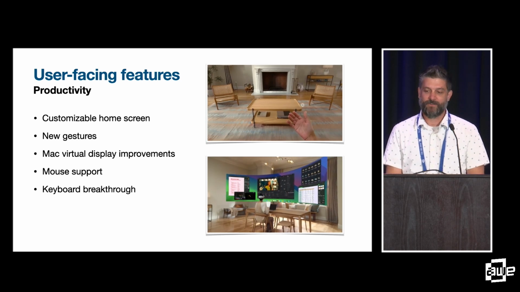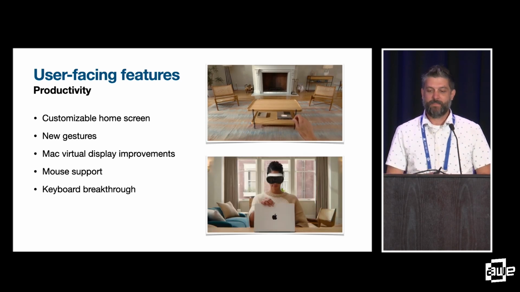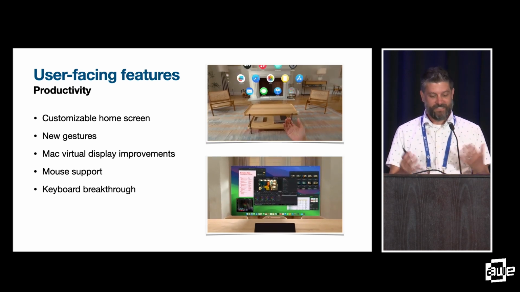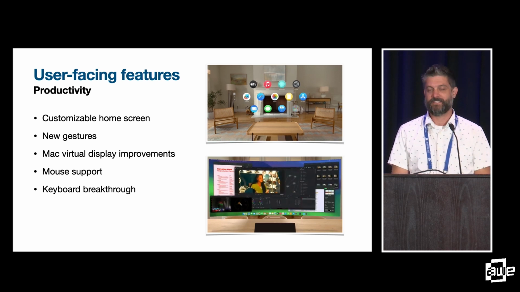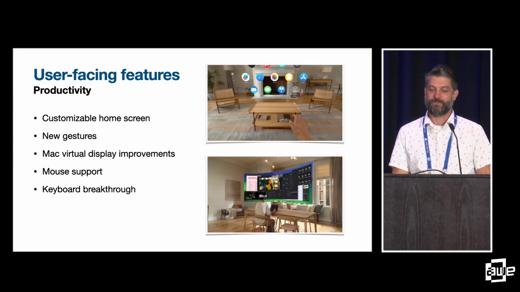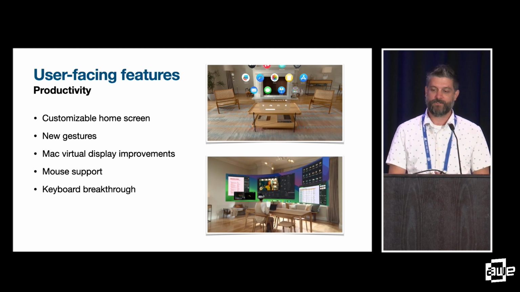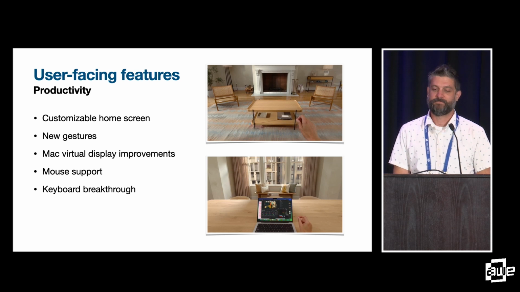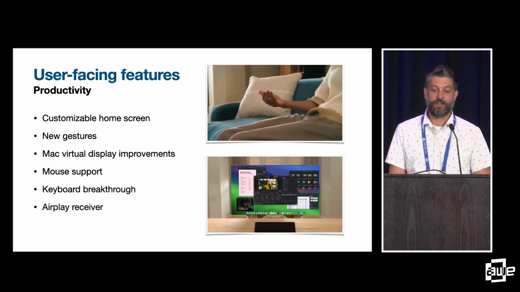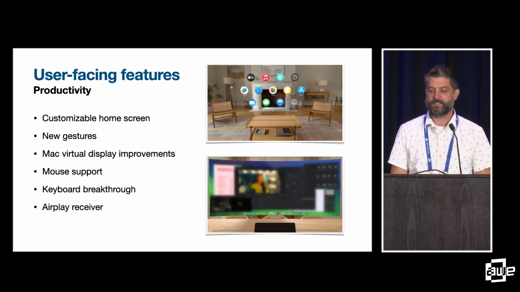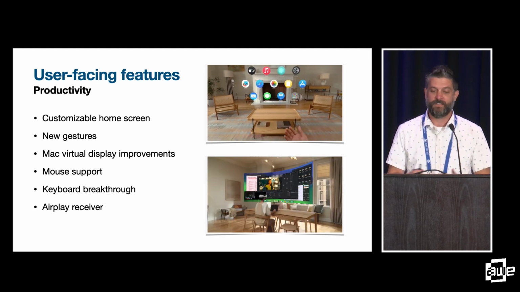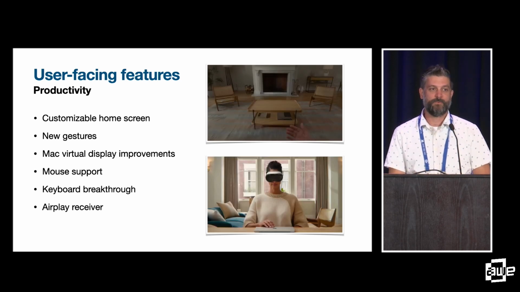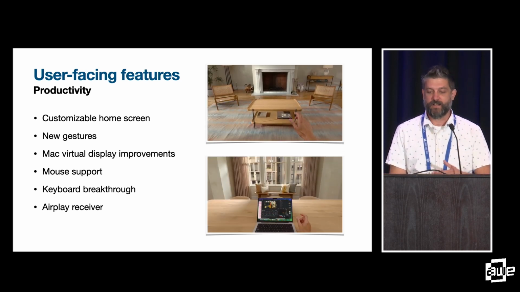And keyboard breakthrough. If you've ever been working, especially in the Mac Virtual Display, where you're using your keyboard and you're in a fully immersive space, you can see your hands, but your keyboard just disappears, and so it makes it really difficult to type. So in visionOS 2, they've added keyboard breakthrough, so your keyboard is actually visible through that immersive space. And an AirPlay receiver. So now you can AirPlay content from a nearby Mac or iPhone into the Vision Pro itself. So you could watch a movie from one of these other devices or screen share into the Vision Pro.